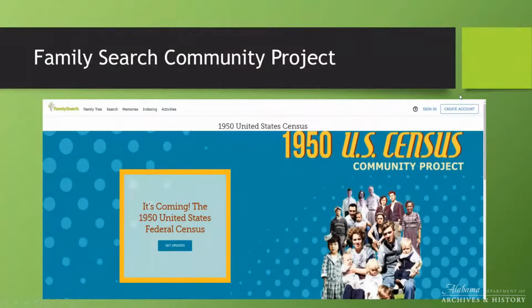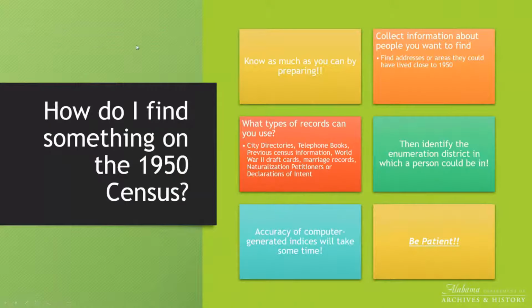So this is the homepage for the Family Search Community Project. This is where they're going to be trying to get volunteers to assist in fixing the indexing. So this is where you or your organization or group can sign up to help with the indexing and maybe get it done a little faster than 6 months. So how do I find something on the 1950 census?